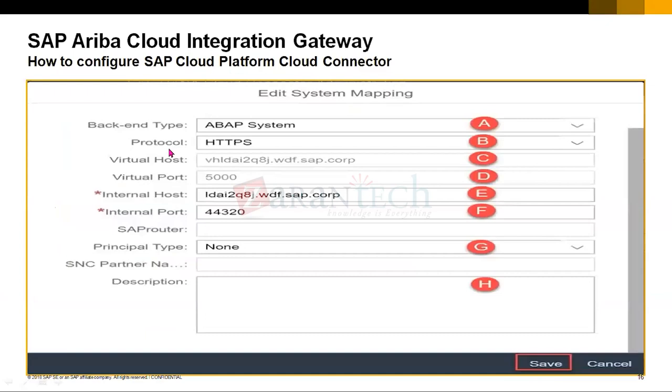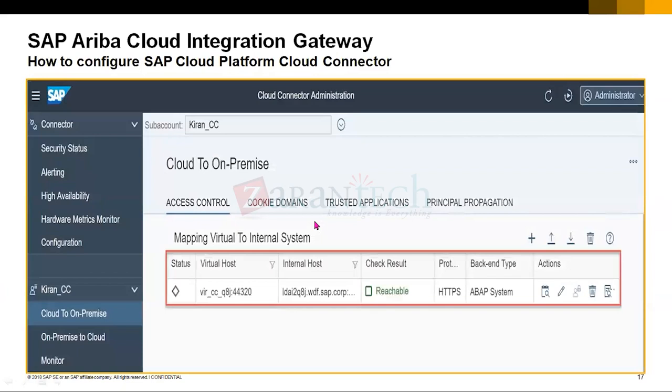Now you can see this is a screenshot of a sub account, under which we added the cloud to on-premise information. That is your backend information that is showing here. Okay. Same way, if you come downside, you can see that once you maintain this entry, you will be able to see this particular entry.